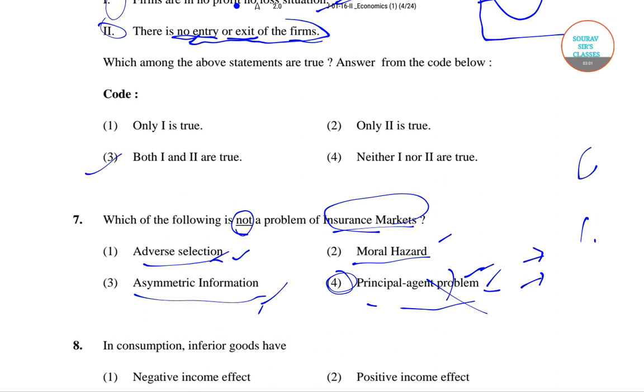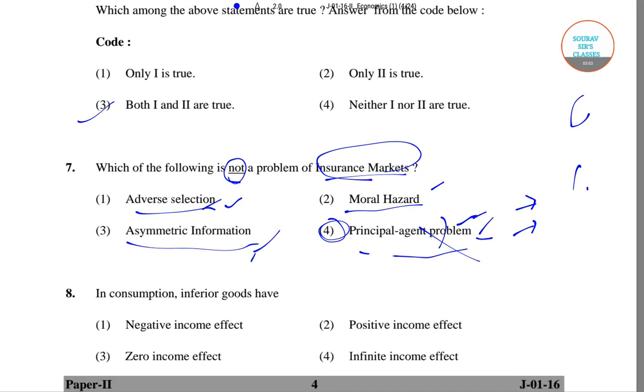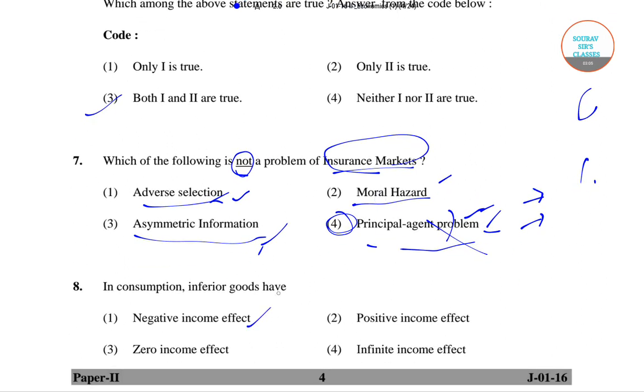Now we'll go to the next question: in consumption, inferior goods have negative income effect, zero income effect, positive income effect or infinite income effect. So we have to figure out which one is true for inferior goods. We know that an inferior good is a good whose income effect is negative and substitution effect is also negative.